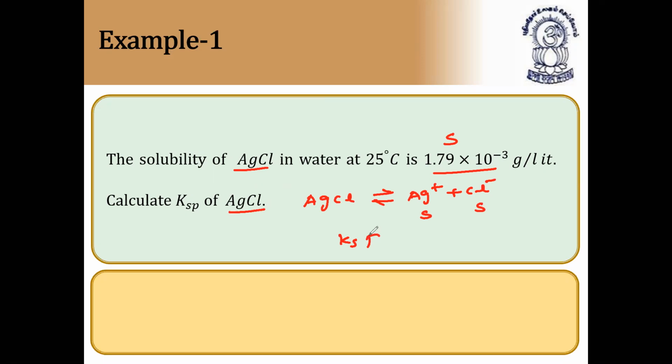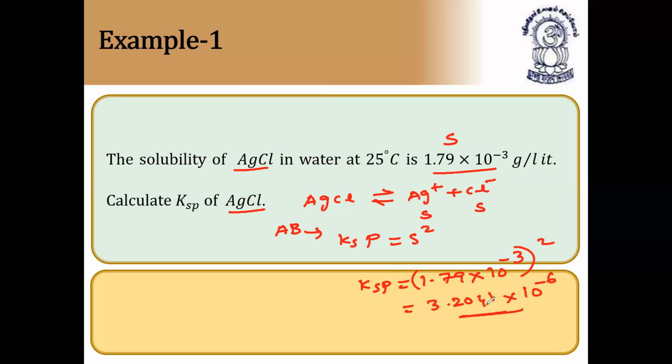So since it is an AB type salt, KSP is equal to S square, and the S value is given already. So therefore KSP is equal to 1.79 into 10 to the power of minus 3 whole square. 1.79 into 1.79 is equal to 3.2041. 3.2041 into 10 to the power of minus 3 whole square is 10 to the power of minus 6. So the answer is 3.2 into 10 to the power of minus 6 approximately.